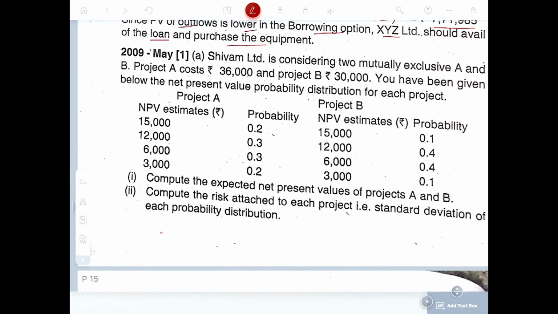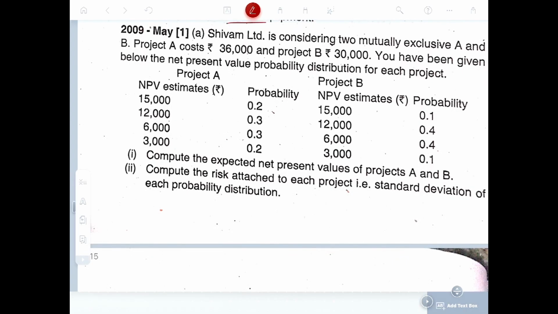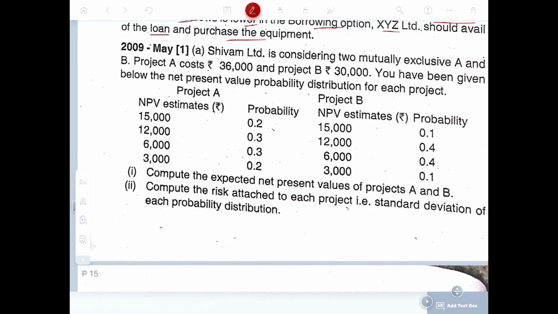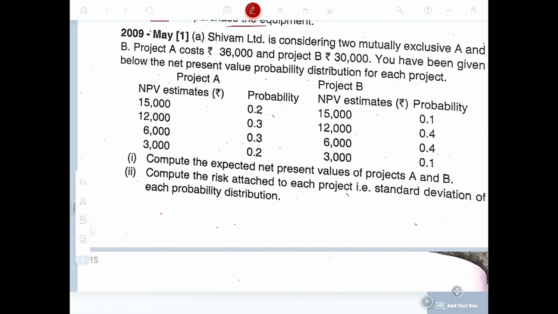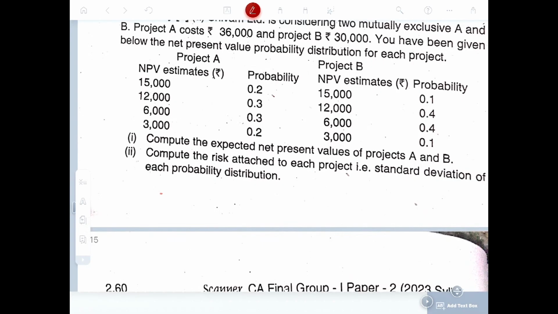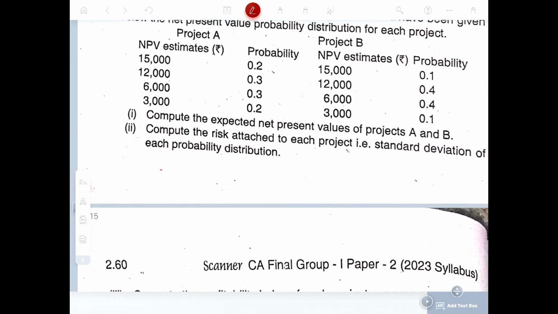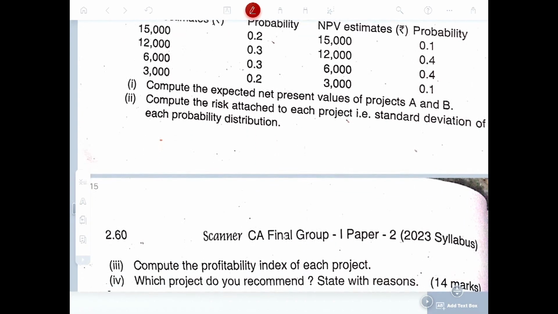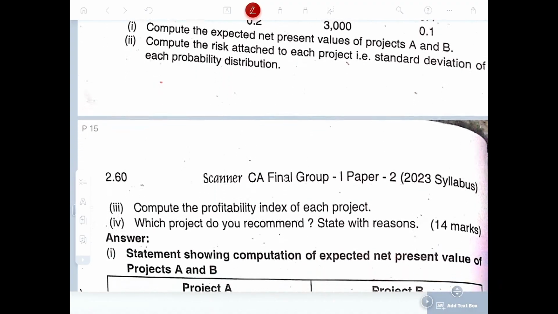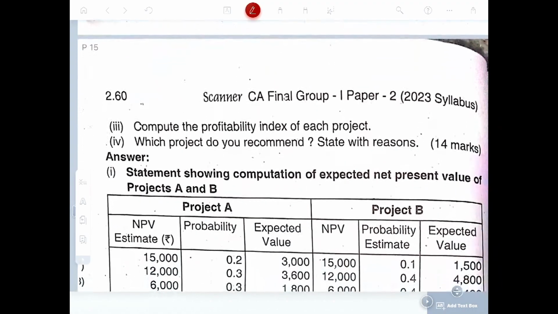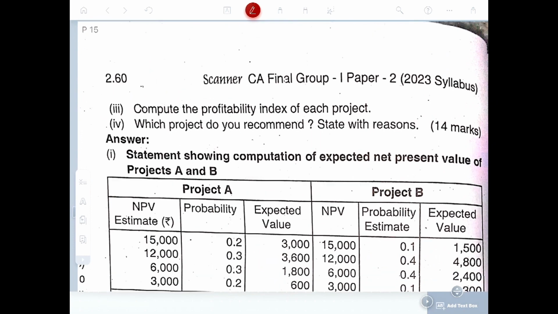QM Limited is considering two mutually exclusive projects, A and B. Project cost is 36,000 for project A and 30,000 for project B. You have been given the net present value and probability for project A and project B. Compute the expected net present value of project A and project B. Compute the risk related to each of the projects, the standard deviation of each probability. Compute the profitability index of each project and say which project should be recommended.